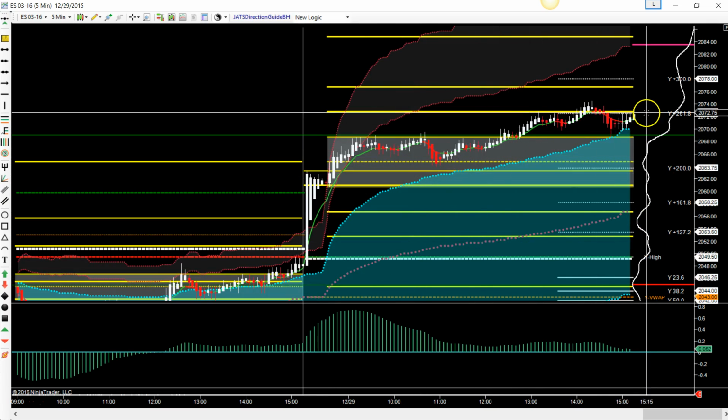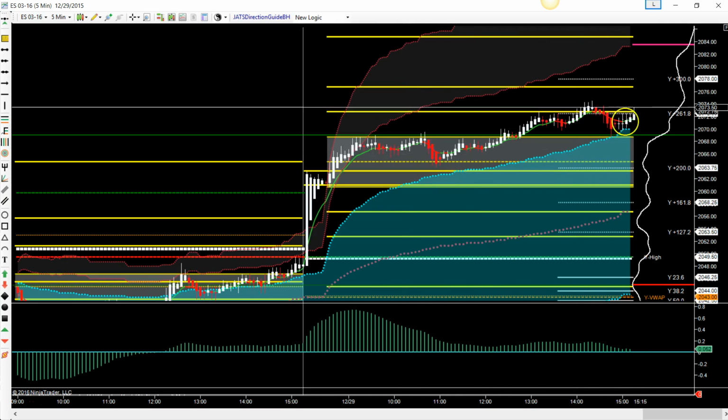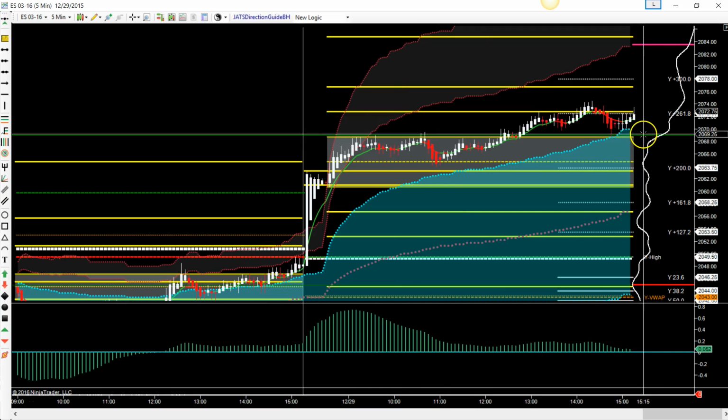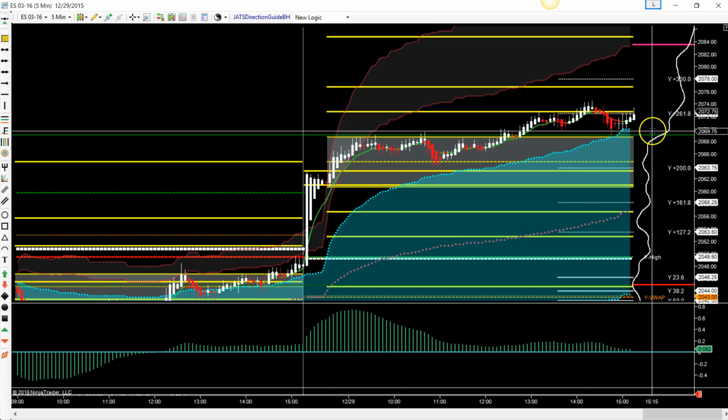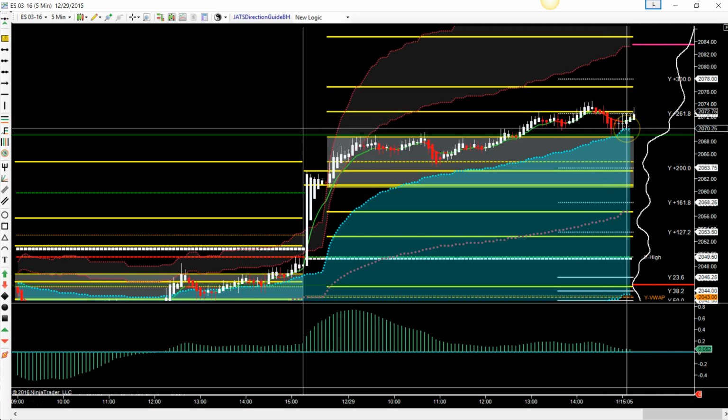This is a weekly VWAP. Price has been trading outside of the weekly VWAP. Be watching for that standard deviation level to be tested.